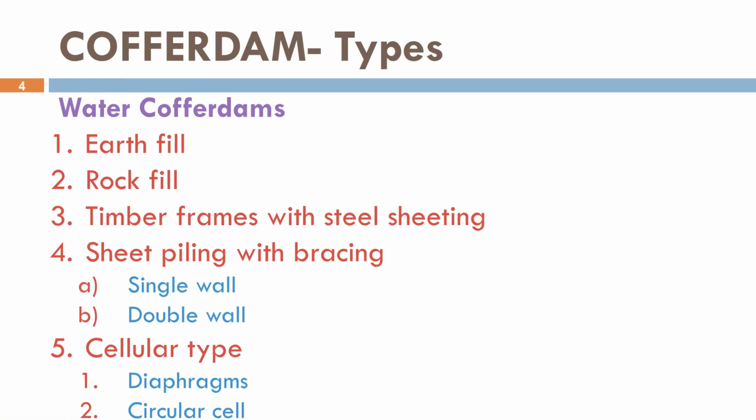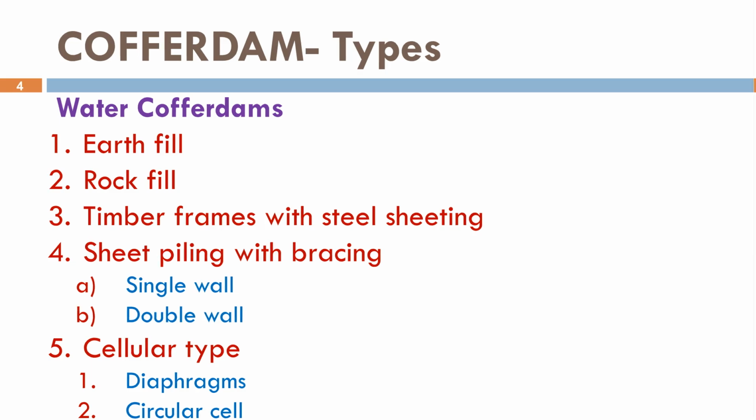Now let's discuss the different types of cofferdams used in water bodies. Earth-fill cofferdams are suitable for shallow water with slow currents, while rock-fill cofferdams provide better stability and resist erosion in stronger flows. For moderate depths, timber frames with steel sheeting offer structural support and reduce water seepage. The most common modern type is the steel sheet pile cofferdam, classified as single wall for small excavations, double wall with soil or gravel filling for greater stability, and cellular cofferdams made of interconnected steel cells for large bridge piers and harbor structures. The selection of a cofferdam depends on water depth, soil conditions, construction duration, and overall project cost.